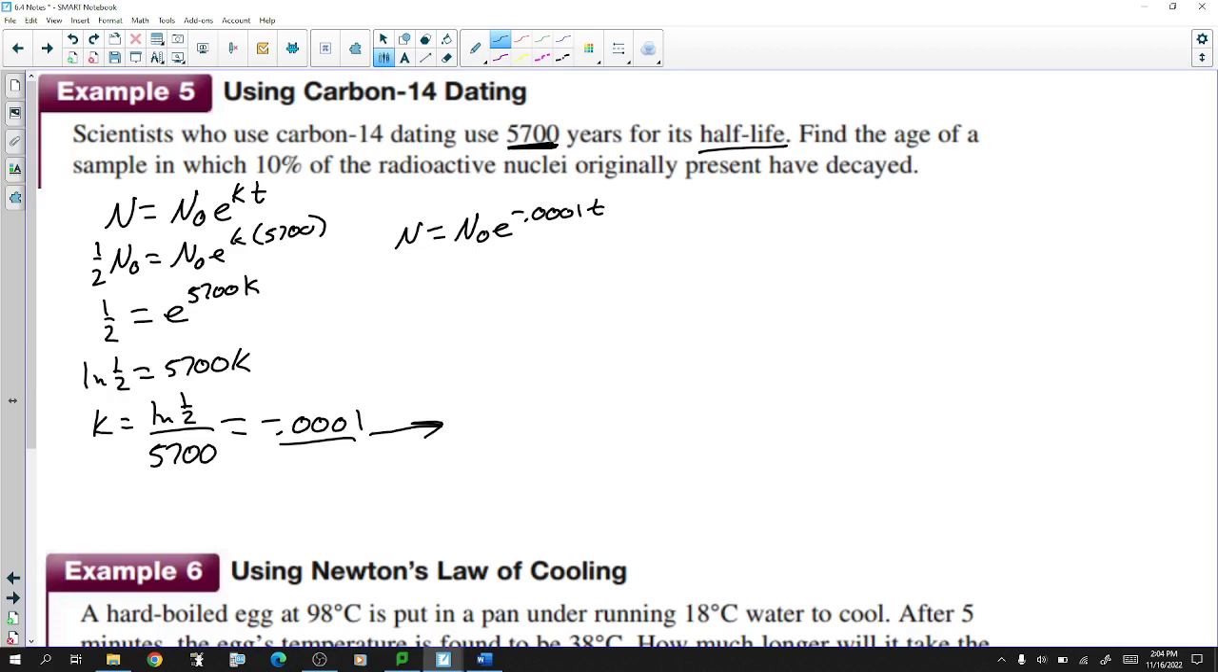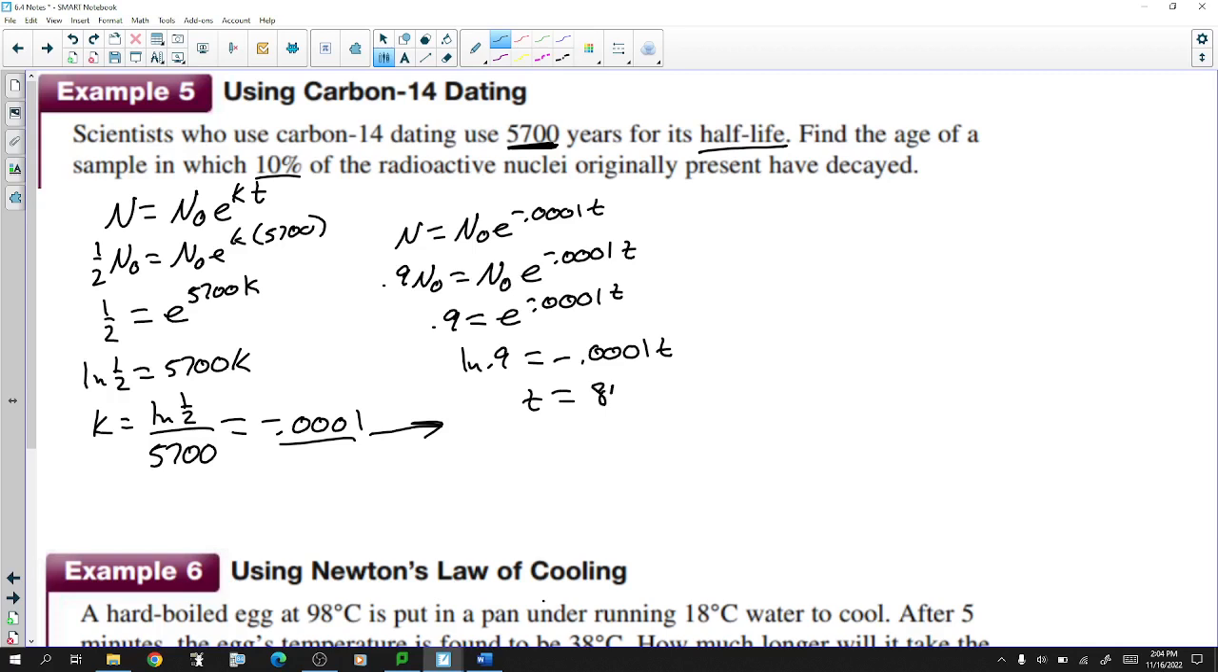Well, now we want to know when 10% has decayed. So in other words, when we have 90% of the original amount. So we have 0.9 is equal to e to the negative 0.0001t. We'll take the natural log of both sides. So t is equal to 866.417 years.